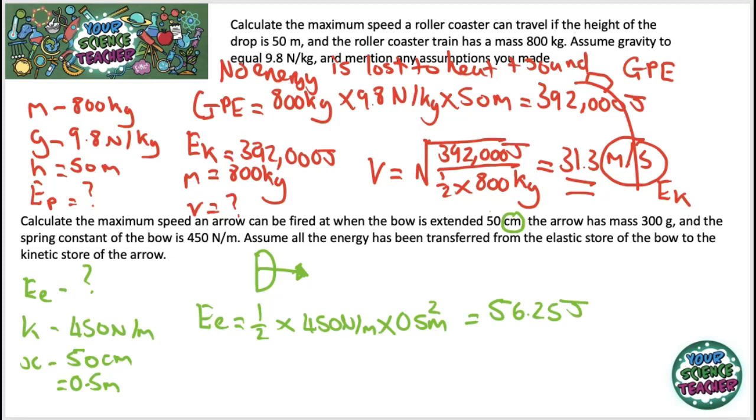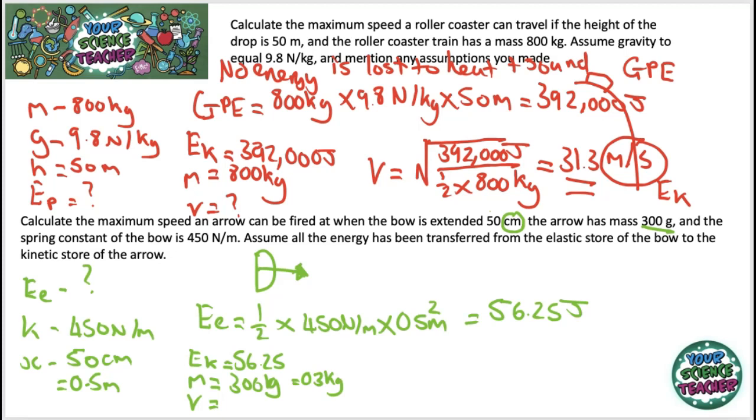Now, just like the last example, we know that this is going to be converted into the kinetic energy. So I've got 56.25. The mass, there is also a little trick in this one. It's 300 grams. Remember on the last slide when I was talking about sometimes this is how they try and trick you. The 300 grams is equal to 0.3 kilograms. Remember, that's the unit of mass.